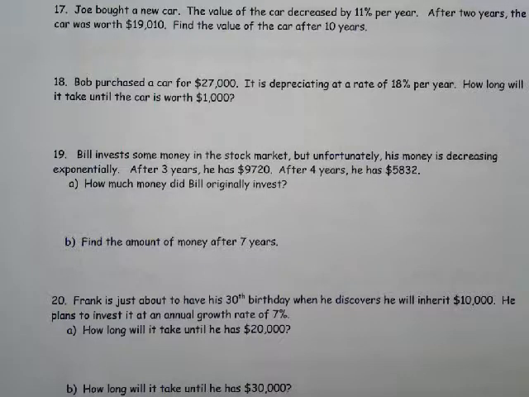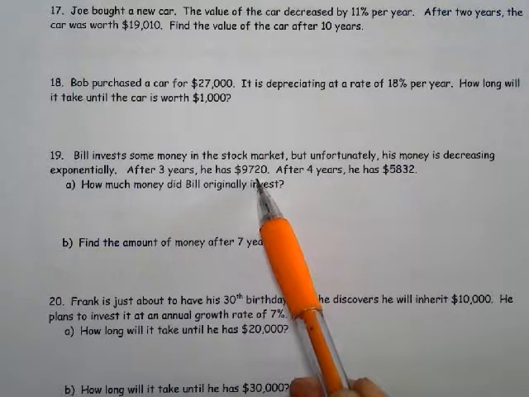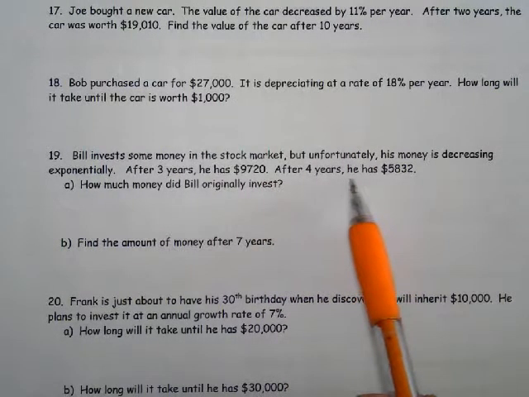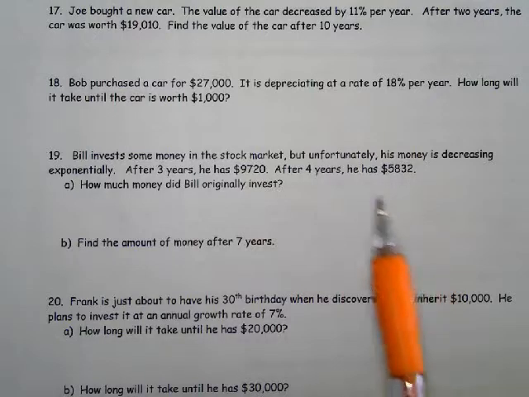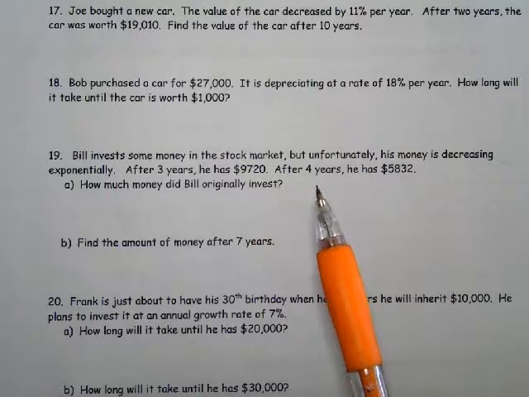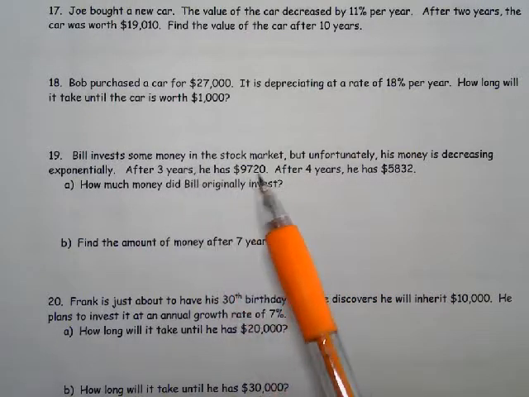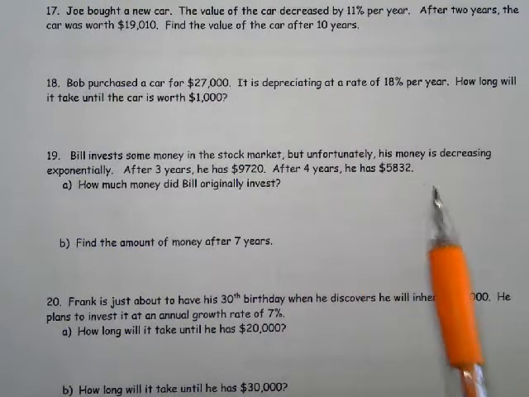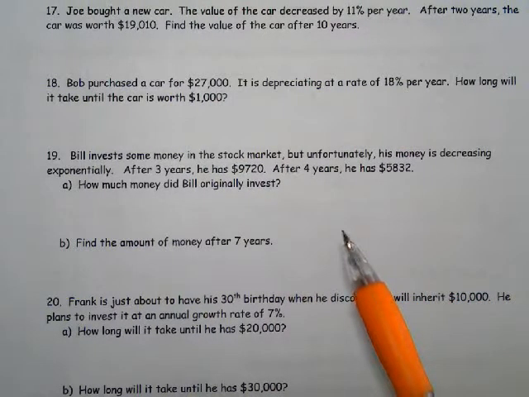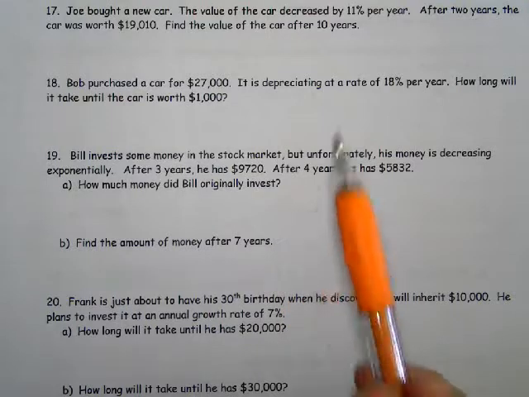So on number 19, we're given two parts of an equation, or actually we're given two parts of two equations. So we know that after 3 years he had $9,720. After 4 years it was $5,832. So we basically know an x and a y and an x and a y. We don't have the starting value of A and we don't have the multiplier of B.